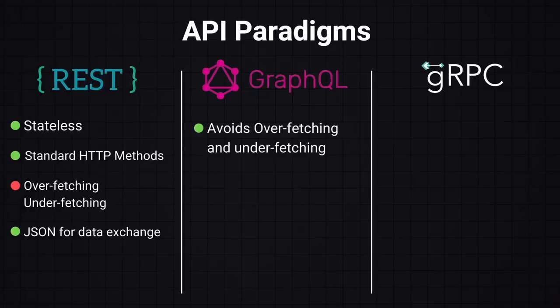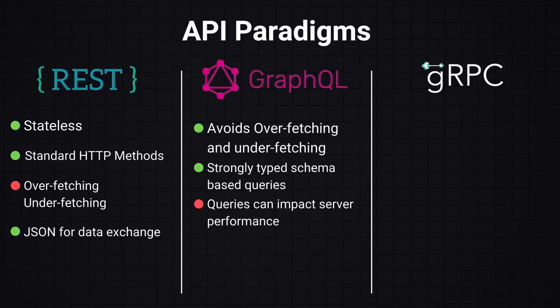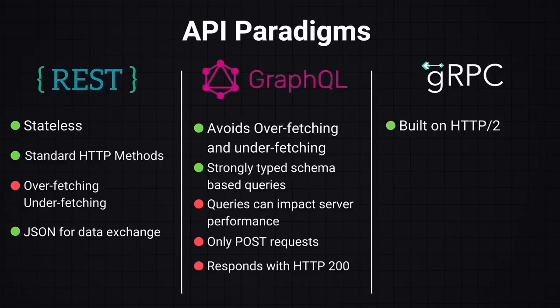On the other hand, GraphQL APIs allow clients to request exactly what they need, avoiding overfetching and underfetching data. They have strongly typed queries, but complex queries can impact server performance, and all the requests are sent as POST requests, and a GraphQL API typically responds with HTTP 200 status code, even in case of errors, with error details in the response body. gRPC stands for Google Remote Procedure Call, which is built on HTTP/2, which provides advanced features like multiplexing and server push.